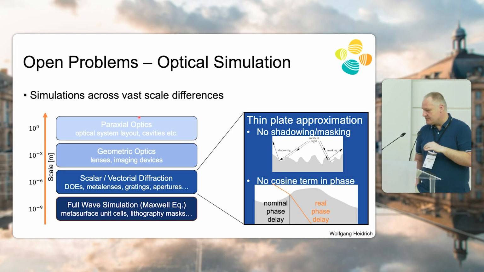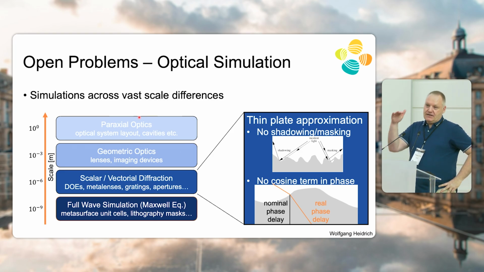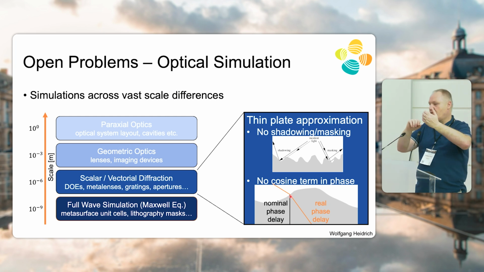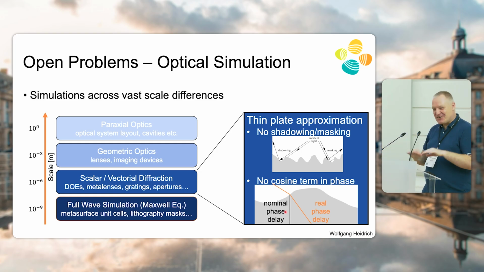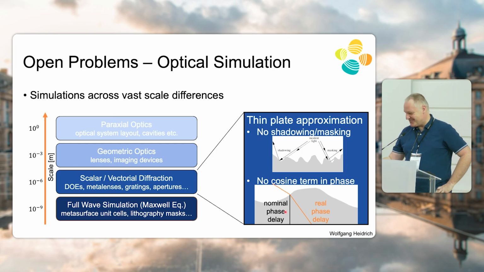Right, completely ignored. The other thing is that the phase delay is actually different, and that's the bottom part here, right? So basically, you have a nominal. What you do when you design DOEs is you say, okay, I have an optical thickness. I map the optical thickness to a phase, and then that phase is applied to my wave, independent of whether the wave comes from normal incidence or from 30 degrees off. So you're basically missing a cosine term there, or it's completely ignored. Okay, so we have work to do.